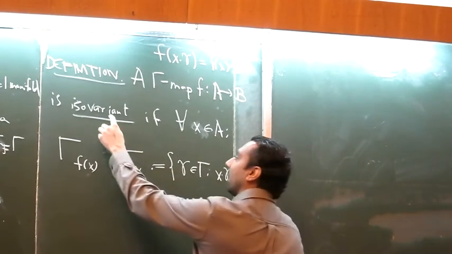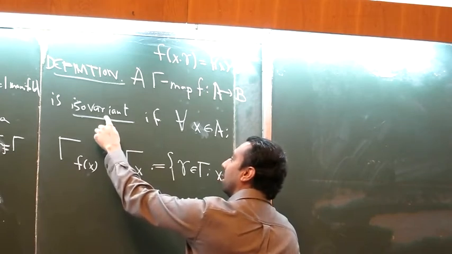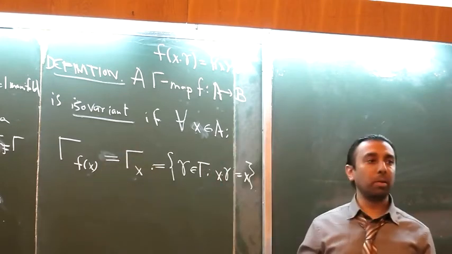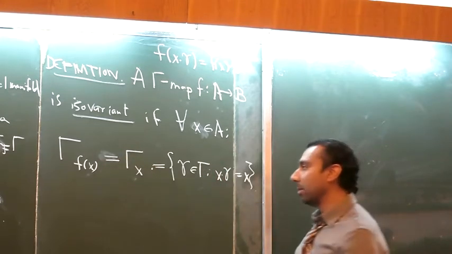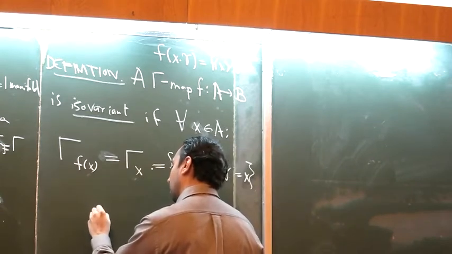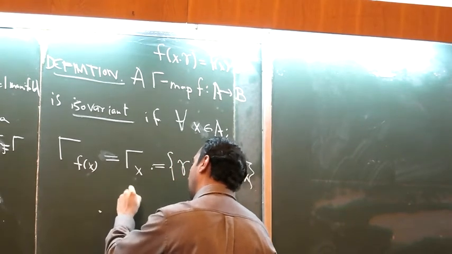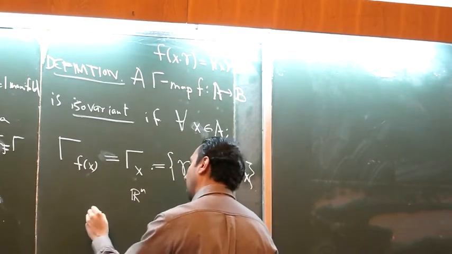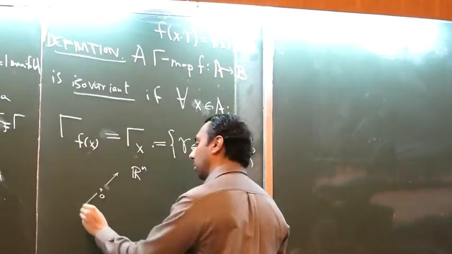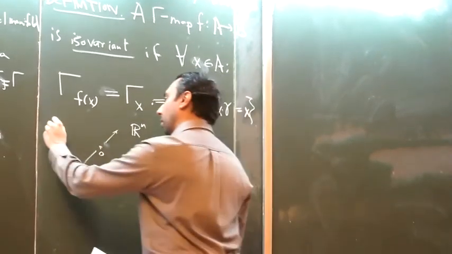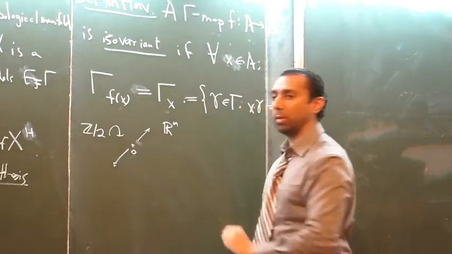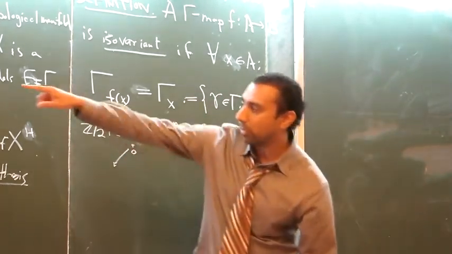But we ask something stronger. Isovariant means actually that it does not get any bigger. It does not grow bigger. For example, you have R^n and you have the origin. And here you do reflection. So you have a Z mod 2 action given by reflection through 0. Just like over there, that's what's happening.